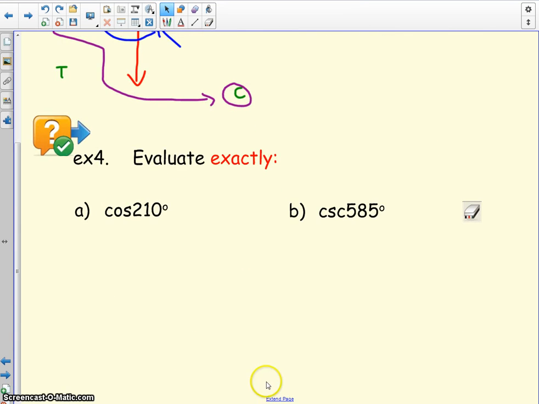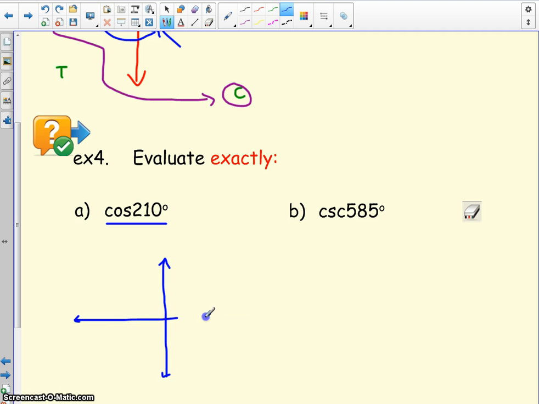Okay, last type of question we're going to look at here. These are some ratios you want to evaluate exactly, so no decimals, and in theory we shouldn't need a calculator for this one either. So what we're going to do first is sketch 210 degrees. Okay, so 210 degrees is in quadrant 3. If I'm asking you to evaluate this exactly, it should mean that your alpha is going to be one of the special angles we looked at back in the first lesson of this unit. So this is 210 degrees here. My alpha here is actually going to be 30 degrees. So I can evaluate 210 degrees by using the related angle of 30 degrees instead.